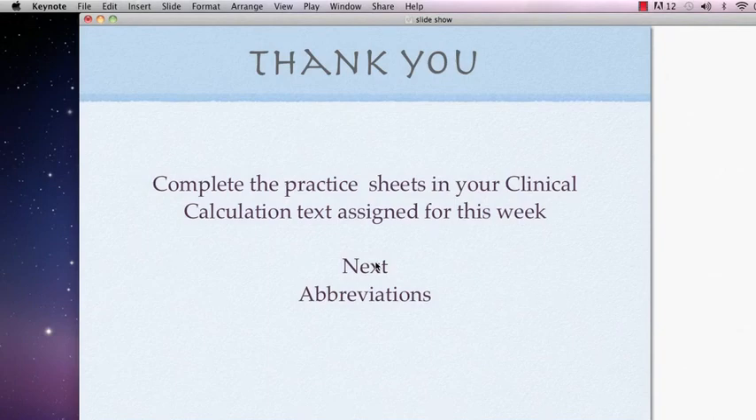In your clinical calculation book, you'll find plenty of practice examples, both for med orders and for labels. Next week, at the beginning of the week, you will have a short quiz that covers this material. Please, if you have any questions, contact me. It is critical that you learn this information and that you understand it.